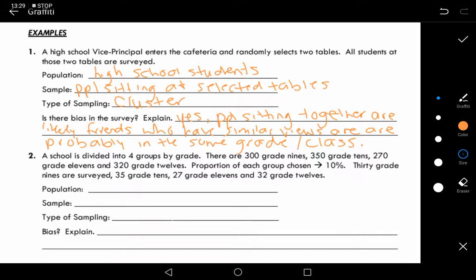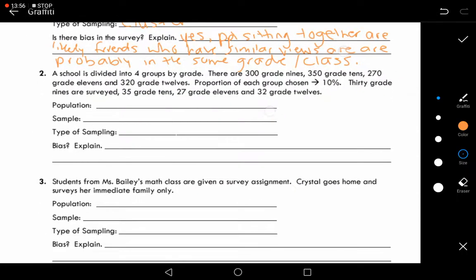Okay, so remember, bias is when the results of the survey would not represent the entire population. So think about if I just went to the cafeteria and picked the table that you and your friends are sitting at, and I gave you a survey, likely your answers to that survey would not represent someone else. Maybe somebody of a different gender or somebody of a different age.